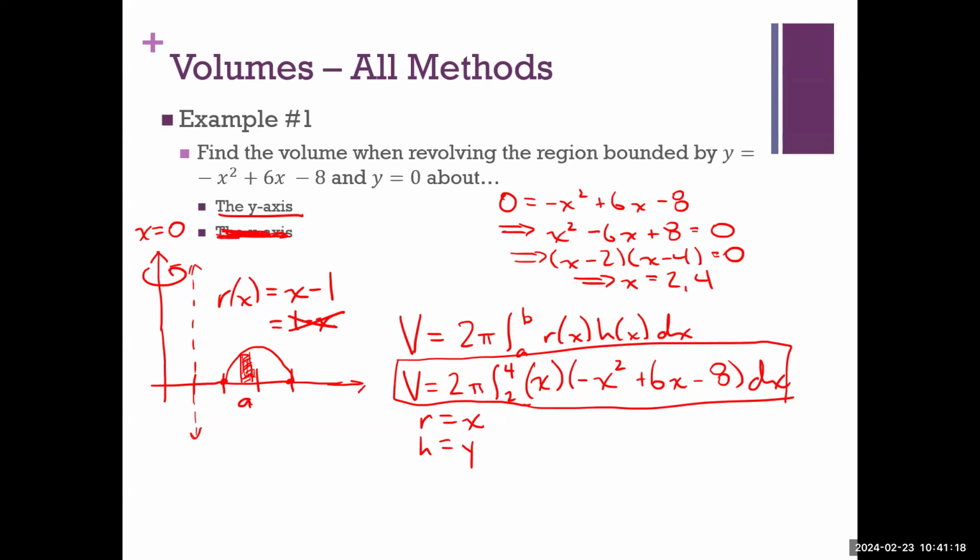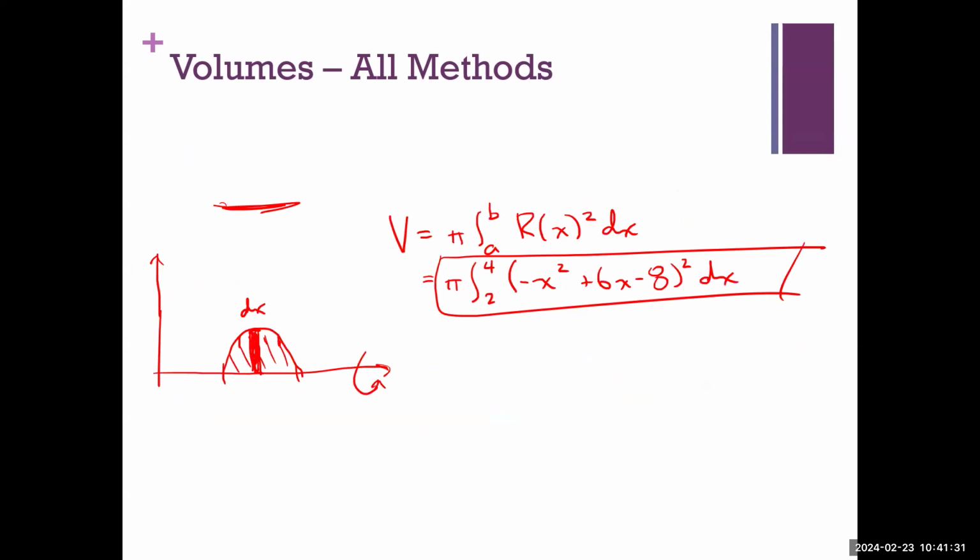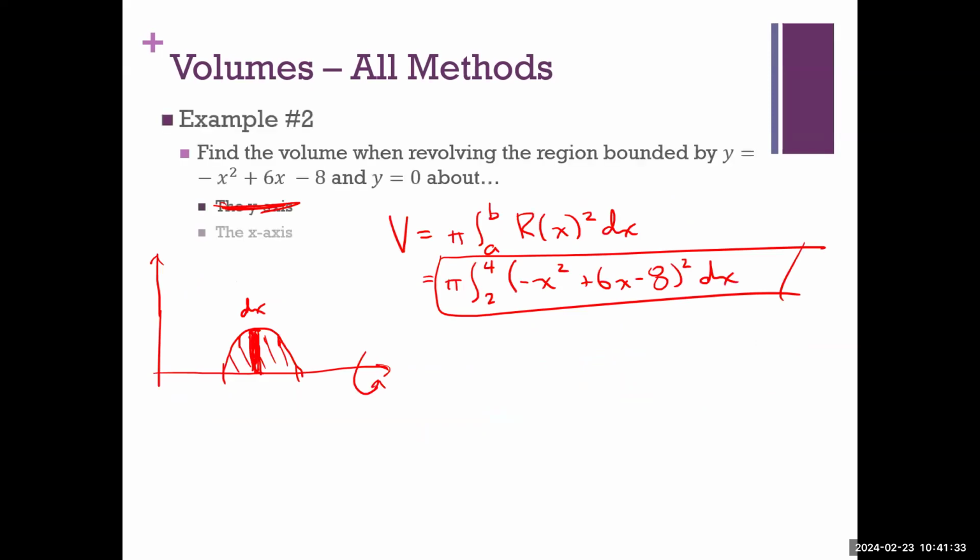right? Yes, the areas are identical, but what am I doing with this area? I'm either wrapping it around this to make like this donut shaped thing, or I'm wrapping it around the x-axis to make like this egg-shaped thing. So the areas are the same, yes, but I'm doing something different with that area. So I'm not guaranteed to get the same volume.